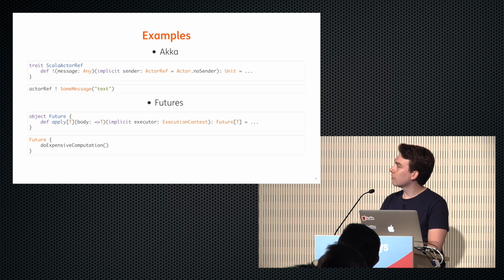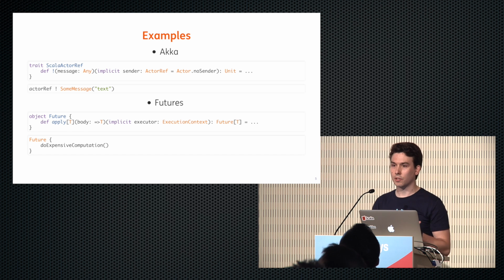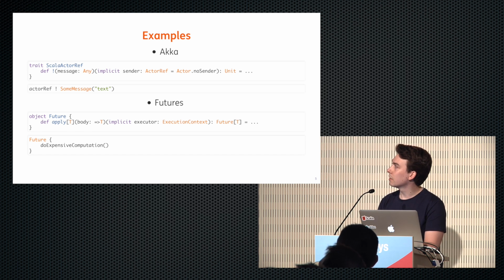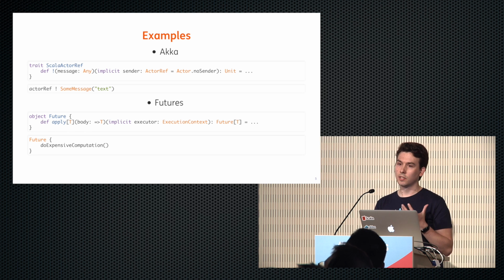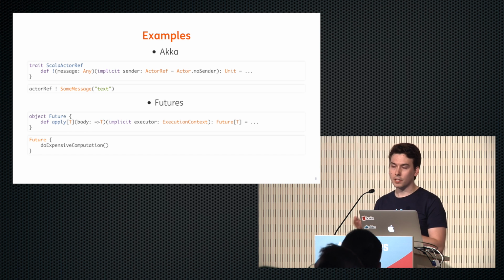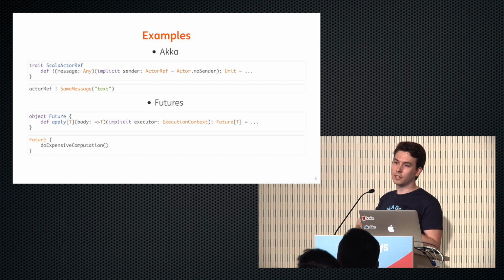Here we have an Akka example. We have this tell message here, that's the bang operator that you use to send a message to another actor. In the definition, you see a second parameter list, implicit sender. This means that you can specify the sender here, or you can leave it out, and it will put in a sender from the scope, which in the normal use case is the current actor that you're in, which will be the sender of the message to another actor.